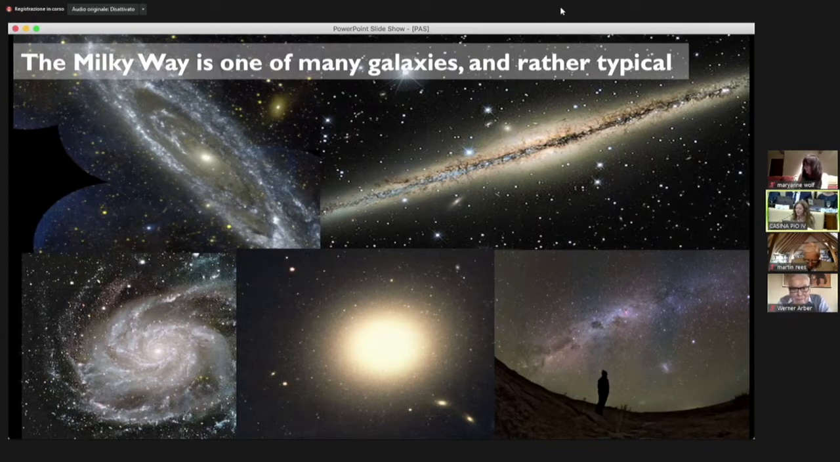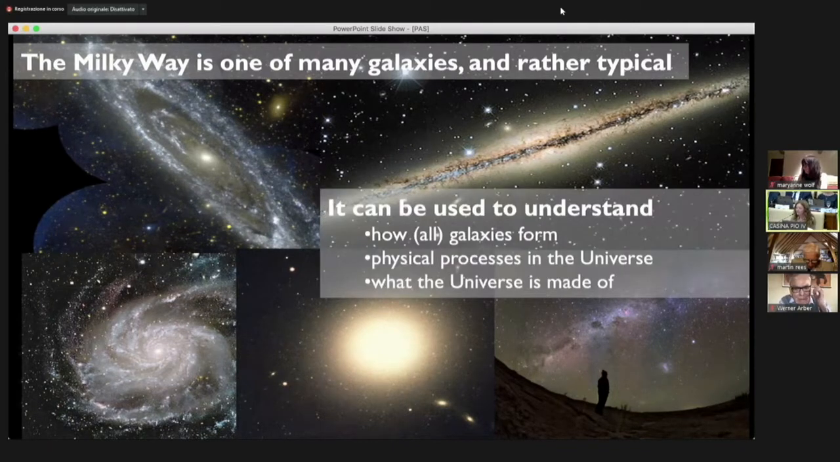And because it's so average, it can be used to understand how galaxies in general form, what the physical processes are that play a role in the formation of galaxies, or in general, the physical processes in the universe, and also what the universe is made of. So for example, the question of what is dark matter.